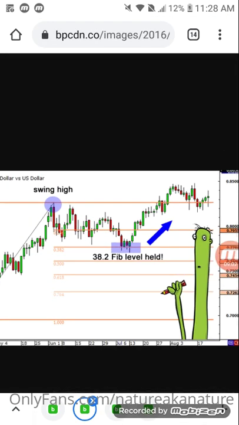It pulled back to the 38.2 Fib level, and it held there before resuming. It retraced back to the 38.2 Fibonacci retracement level before resuming in the overall trend. So this is very important. This is how you can find out where price will retrace back to, by drawing from the swing low to the swing high.